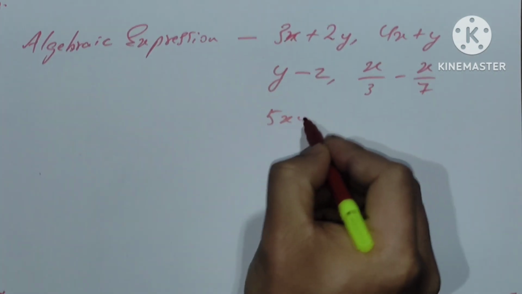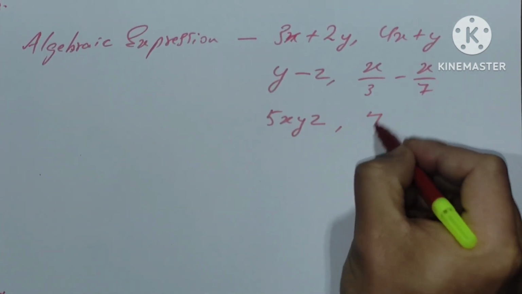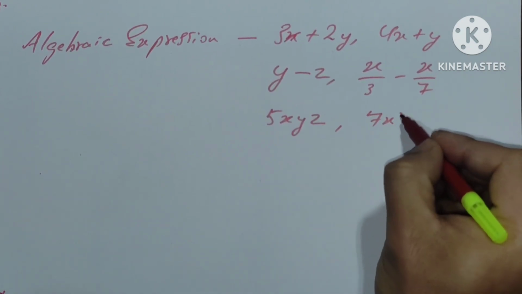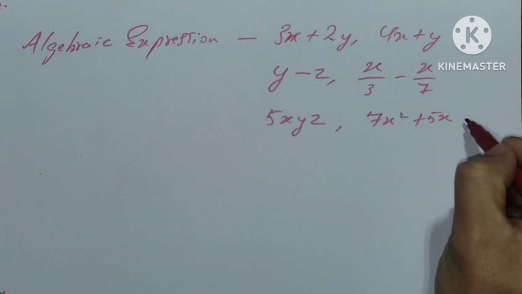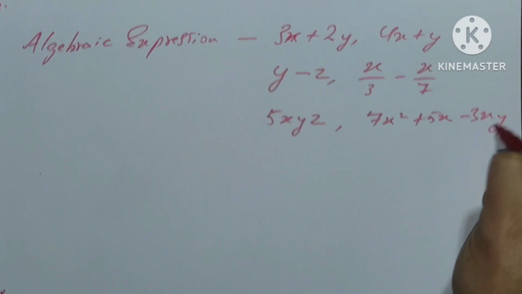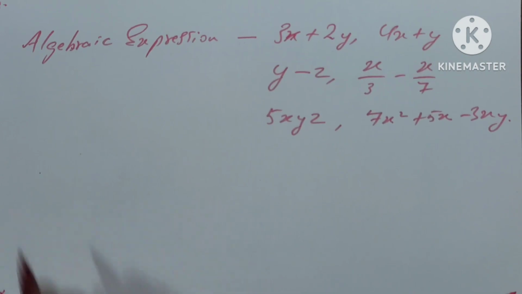And an example like 5xyz. Now let us take three terms like 7x square plus 5x minus 3xy. This is our three-term algebraic expression.